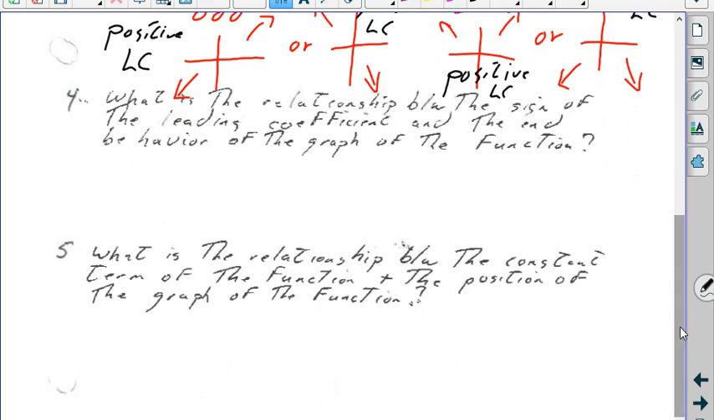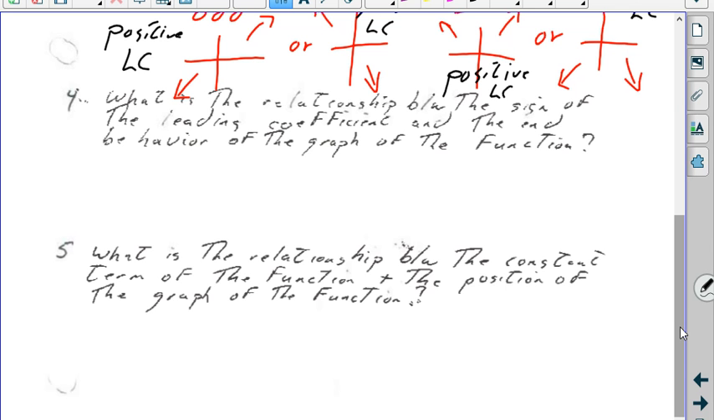And here's something that we always have to ask ourselves. What's the relationship between the constant term of that function and something on the graph? So what do I mean by constant term? If I give you an equation, what's the constant term? Constant term has no variable in it.